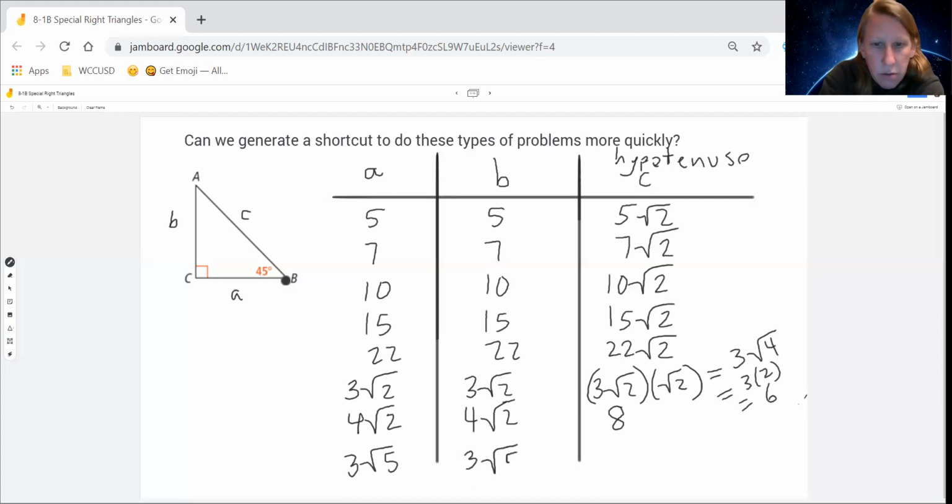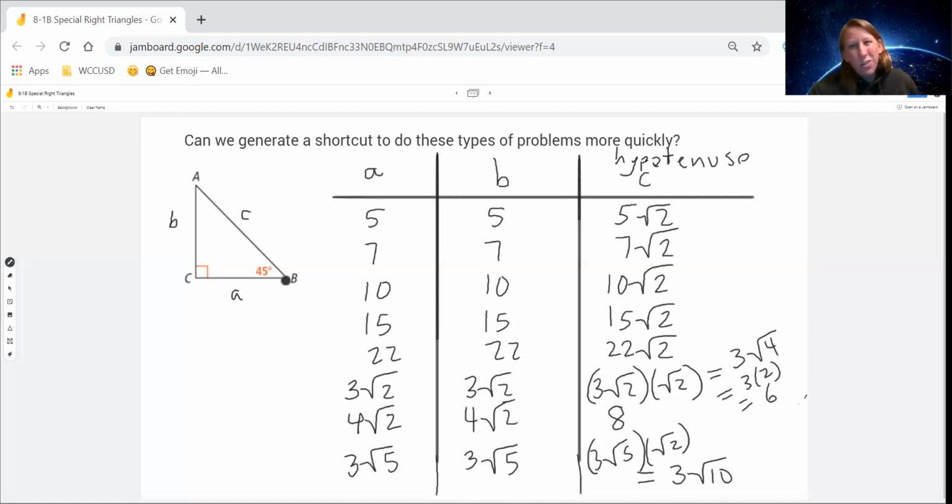This is going to be 3 square roots of 5. And then I'm going to multiply that, 3 square roots of 5 times the square root of 2. That is going to equal 3 times the square root of 10. And that's the answer. We leave it like that. Can't do anything more. Okay, big idea.